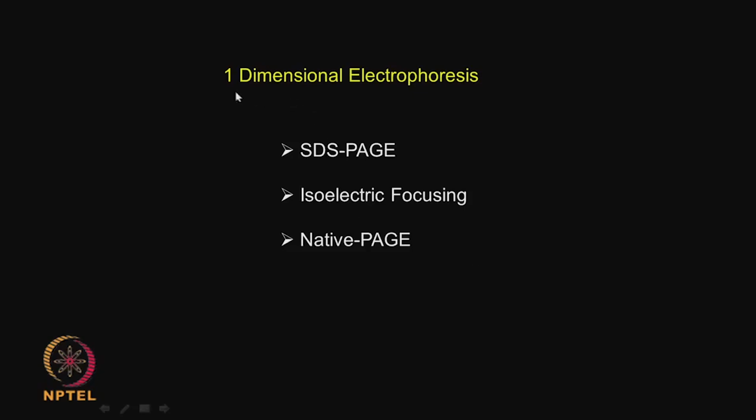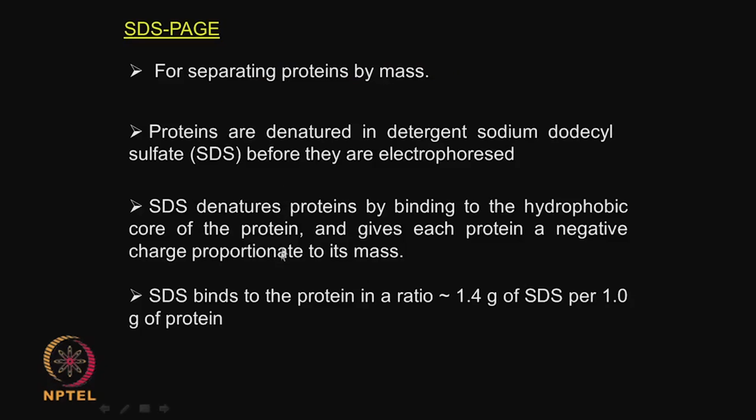So, we have one-dimensional electrophoresis, and we also have two-dimensional. I will briefly touch upon that. The one-dimensional electrophoresis consists of SDS-PAGE, isoelectric focusing, and native PAGE. These are the three techniques. SDS-PAGE is for separating proteins by mass.